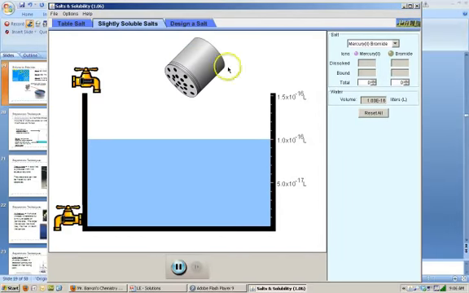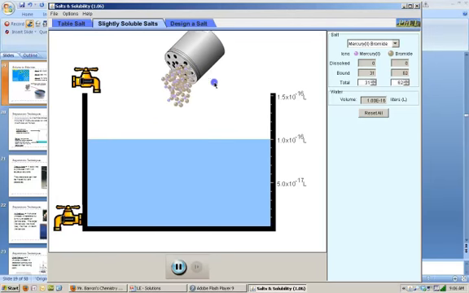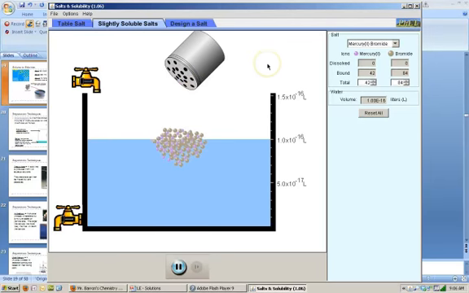All right, now there are salts that don't totally dissolve. They partially dissolve. We call them slightly soluble salts. You'll notice that even though it appears there's more than enough solvent to dissolve all of the salt, like in the last example, not all of it is dissolving.